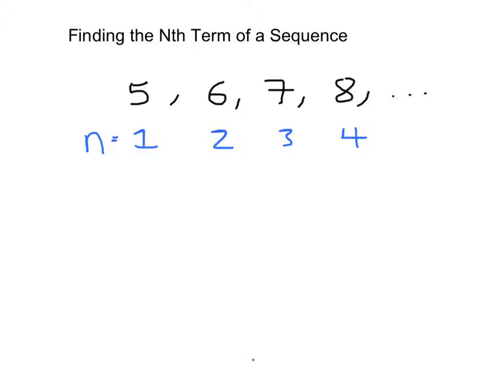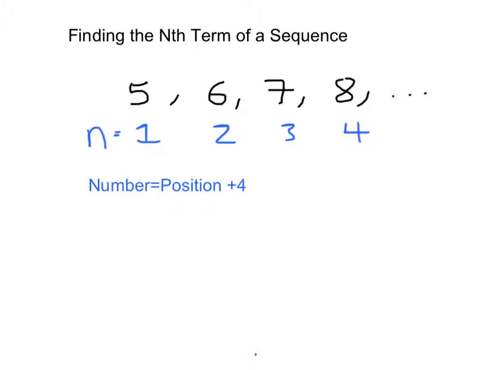Now in this case, there is a connection. And if we wrote the connection down in words, it would look like this. Number equals position plus 4. Because we can see, for example, that 5 is 4 more than 1, and 6 is 4 more than 2, and so on. So each number is its position, but with 4 added.